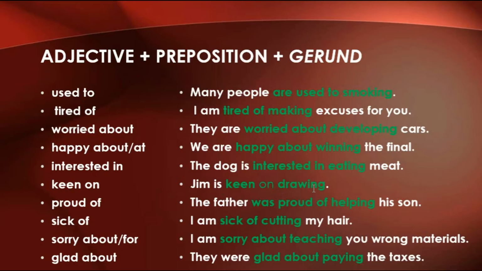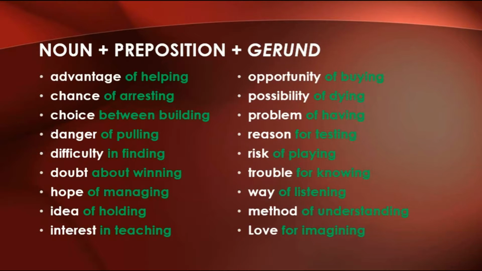The base form of the verb is draw. The dog is interested in eating meat, right? Interested, adjective. In is my preposition, and eating is my gerund. So this is my third usage of the combination between prepositions and gerunds.